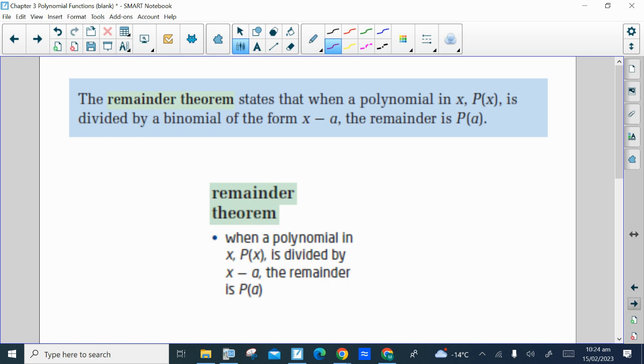Right? So if we can find some values of a such that the remainder is 0, it helps us find our first factor. And so this is what the remainder theorem could be used for. You can find the remainder when you divide a polynomial by a binomial x minus a by evaluating that polynomial for p of a.